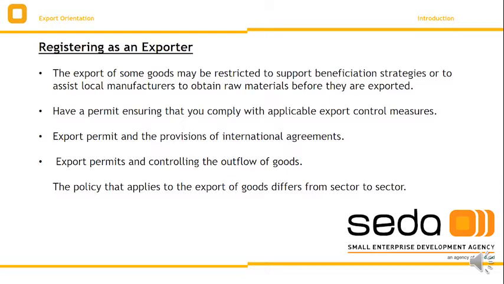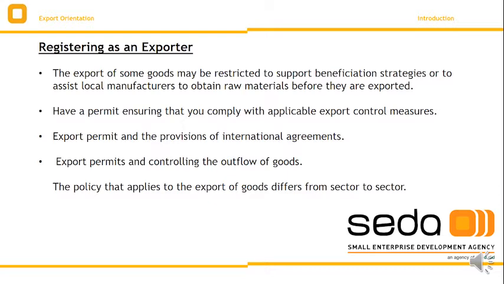An export permit is also there to make sure that you comply with applicable export control measures, because before you obtain a permit, you have to apply and get authorization to export that particular good or product. It is also there to ensure that certain individuals or organizations comply with the provision of international agreements. So the importing countries will have laws and regulations when it comes to goods that must enter into a country. So the permit is there to ensure that some requirements of the importing country are also complied with, as well as the country where the goods are going to be exported from.